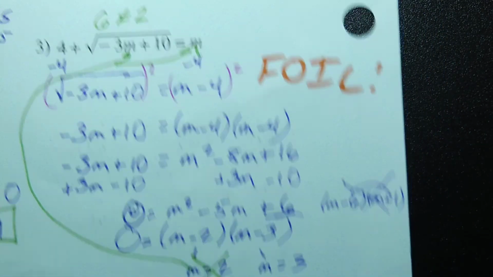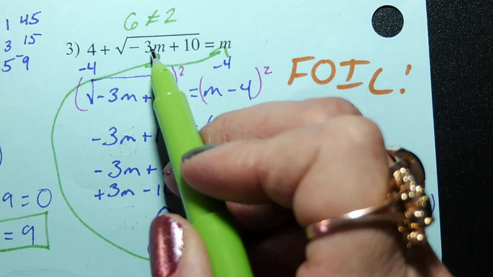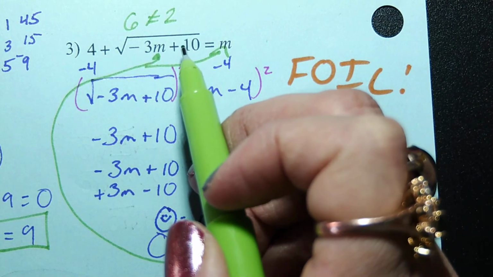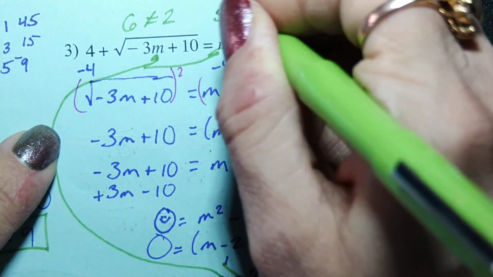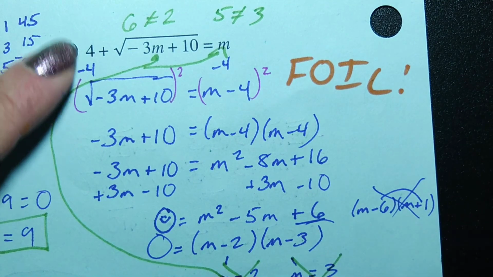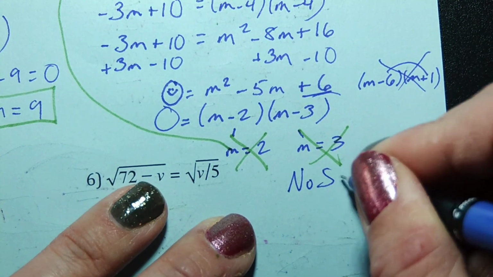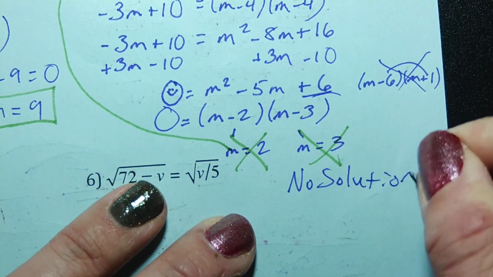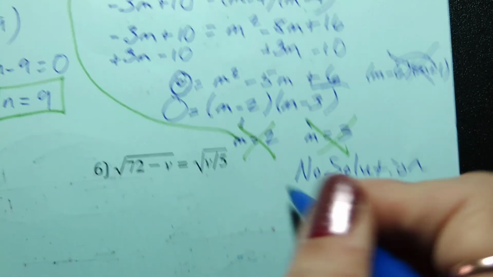If I plug in m equals 3, -3 times 3 is -9. -9 plus 10 is 1. Square root of 1 is 1. 4 plus 1 is 5. 5 does not equal 3. So neither of those answers work. So when they both end up being extraneous, the final answer is no solution. So be sure you write that on problems that have no solution.